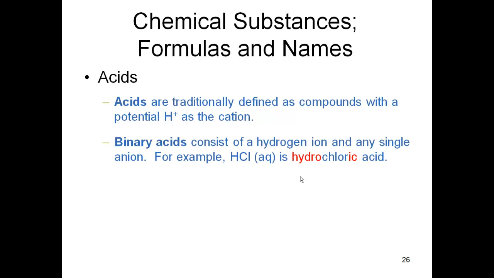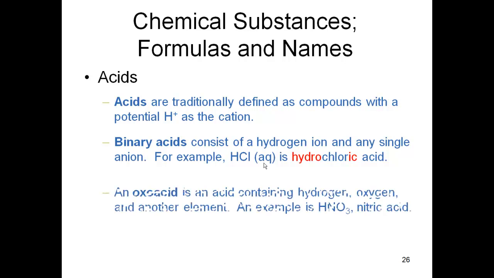Binary acids consist of a hydrogen ion and any single anion. For example, HCl. We refer to that as hydrochloric acid, where we take the hydro, we take the stem of the word for the chlorine, and ic, the acid. Notice that we have aq behind it. That's an indication that this is an acid. Remember in the previous slide we had HCl with a g behind it, meaning it was a molecular substance, so we named it differently. That aq is an indication that it's an acid, and we're going to name it with these rules. Okay? If I had HBr, aq for aqueous, it'd be hydrobromic acid.